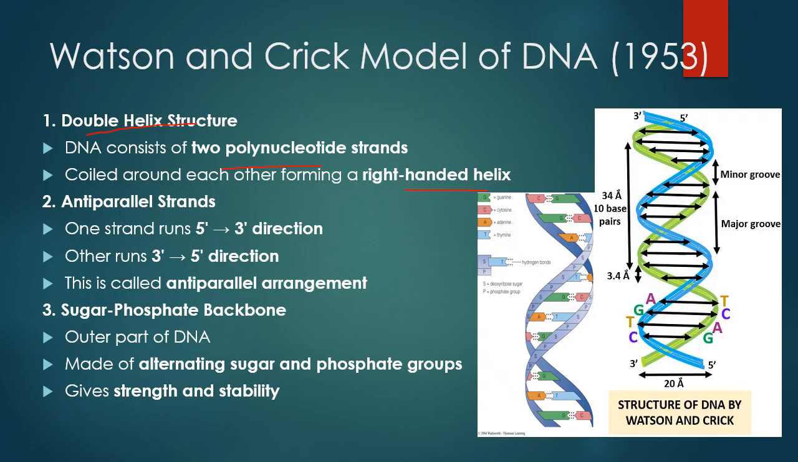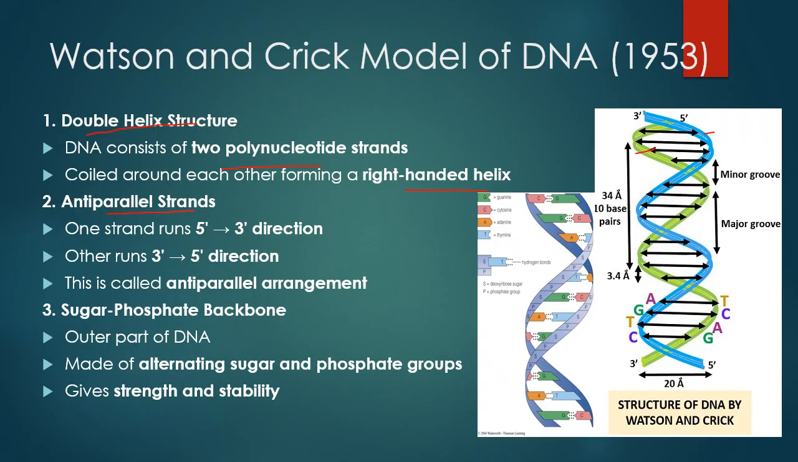There are two strands. You can see one in blue color, this is one strand, and the second strand, which is in green color, is the second strand. So two polynucleotide strands are present here and they are coiled around each other in the right-handed helix. As you can see, they have been coiled in the right-hand orientation.